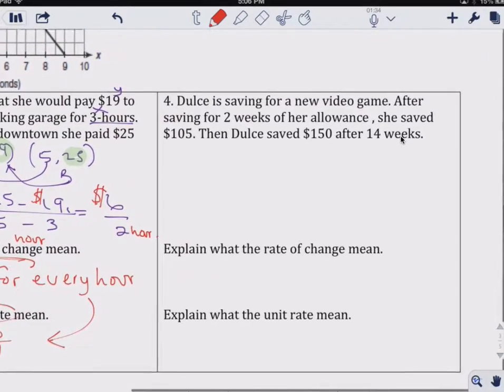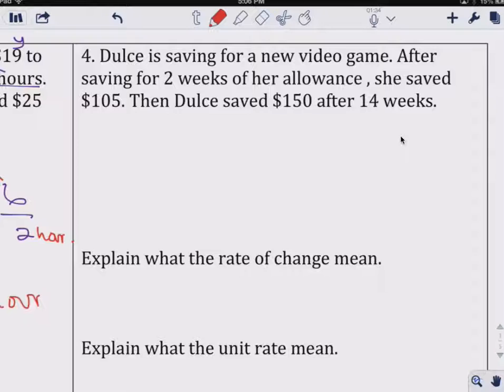Okay, next one. Dulce is saving for a new video game. After saving for 2 weeks of her allowance, she saved $105. Dulce saved $150 after 14 weeks. So remember, the dollar amount is always the Y. The other number is your X. So this is 150. And the weeks is your X. So 14 weeks and $150.